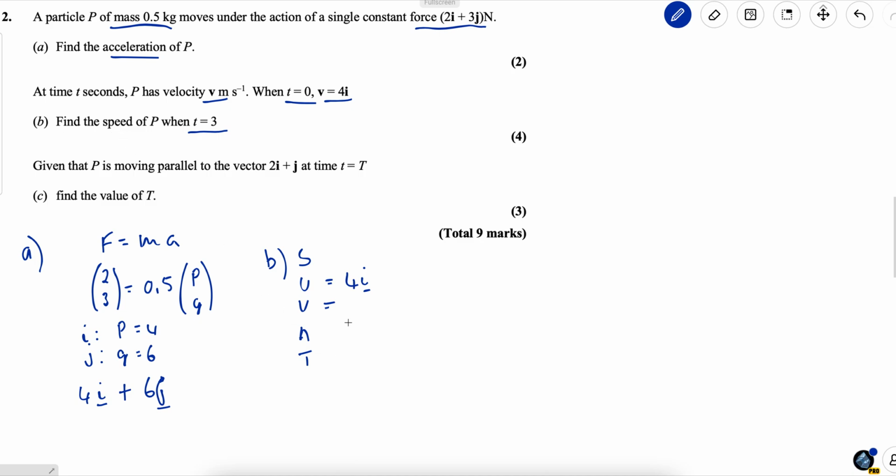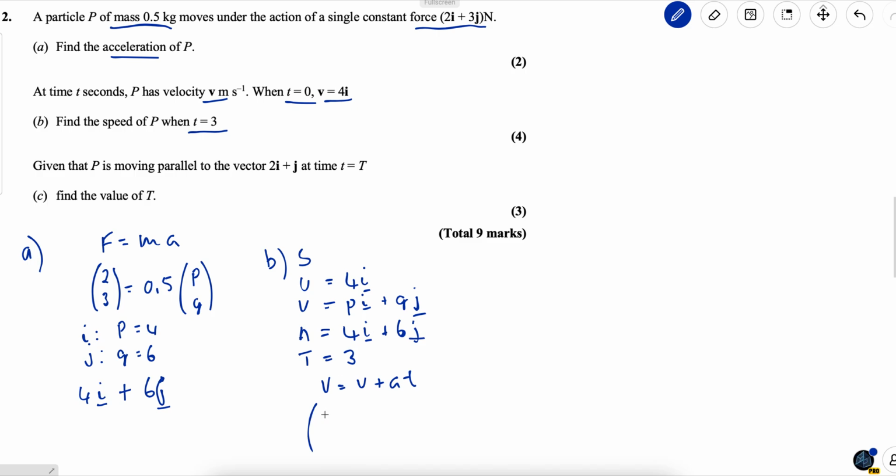I'm trying to find the speed, so that's related to velocity, pi plus qj, because we don't know what it is. Acceleration is worked out in part A, which was 4i plus 6j, and time we're given here is equal to 3. So using v equals u plus at, and I'm going to write these in column vector format.